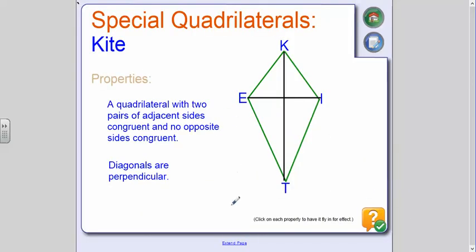All right, our last one is our kite. And so the kite is just another quadrilateral, four sides, but instead of them all being the same, two pairs of the sides are congruent. So this is congruent to this, and this one is congruent to this one. No opposite sides are congruent. So KE is not congruent to IT. Only the adjacent sides. So be sure and make a note of this in your sides portion of your notes.